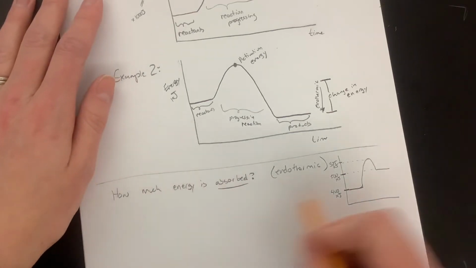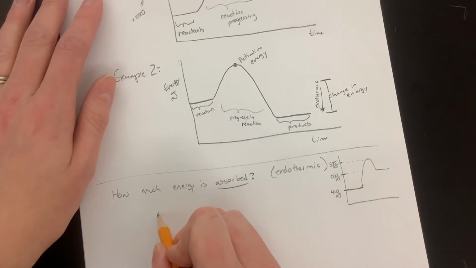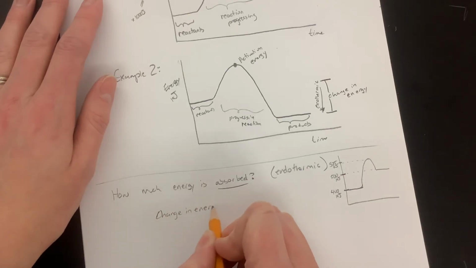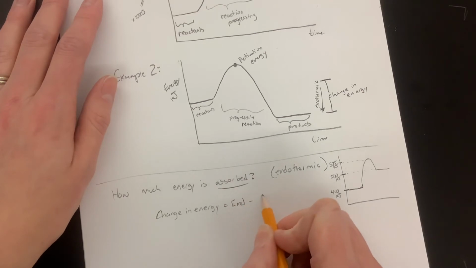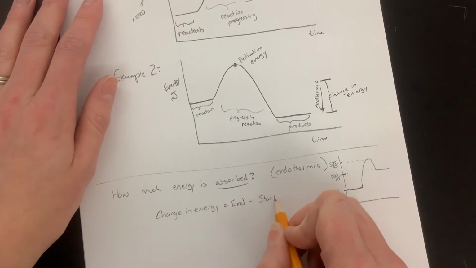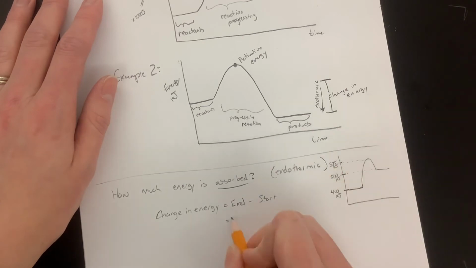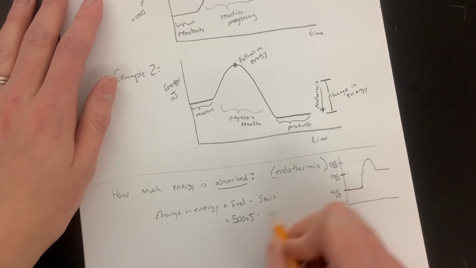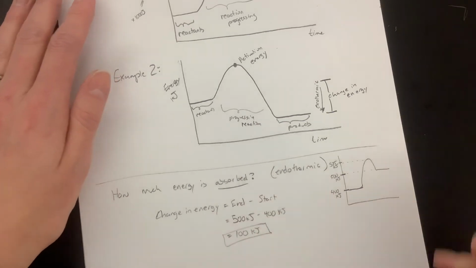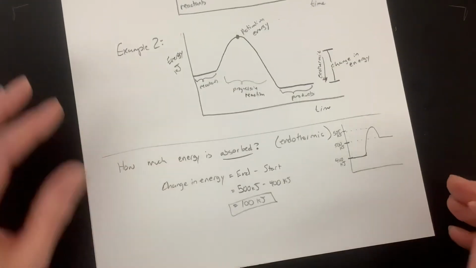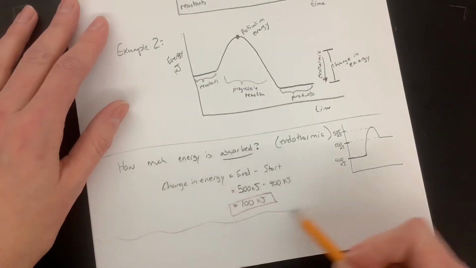So if we wanted to find how much energy was absorbed, we're just looking for that change in energy. Well, how much did we end with? We'll just subtract our start. Okay, so let's see, we ended with 500 kilojoules, and we started with 400 kilojoules, which means we absorbed 100 kilojoules. These are pretty easy, right? You're probably wondering, why is this unexpected? It should be easy, right?